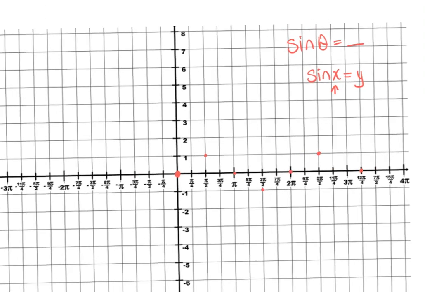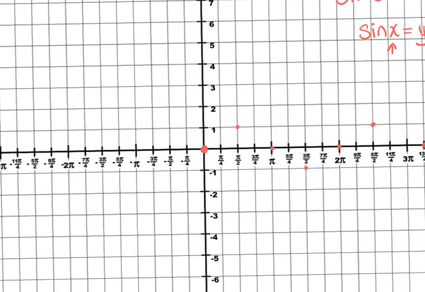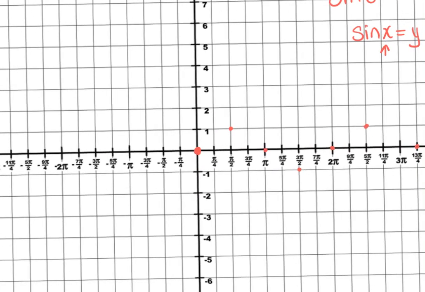If I go the negative direction, it's exactly the same, all right? So negative pi over 2, that's going to be negative 1 because that's going to be the same as my 3 pi over 2. Negative pi, well, that's going to be the same as pi. Negative 3 pi over 2, that's going to be the same as pi over 2. Negative 2 pi. And so I have this guy starting to form here. That looks like a sine function. That's what your sine function looks like. It's a wave, all right?